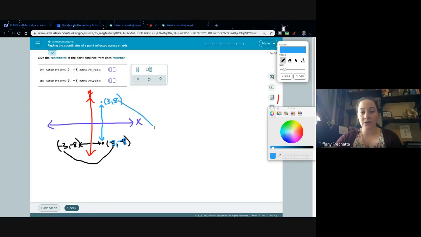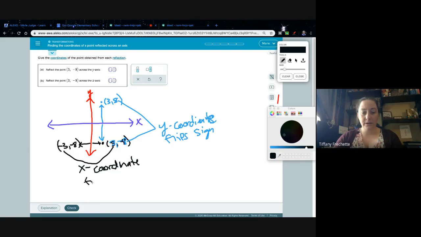So now what's changing? Only the y is changing. So the y coordinate flips sign. And in this case, the x coordinate flips sign. Don't know why I put an extra I in there. So that's a very simple way for me to put that.